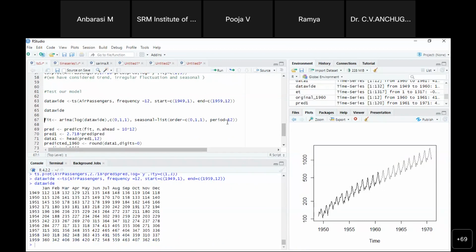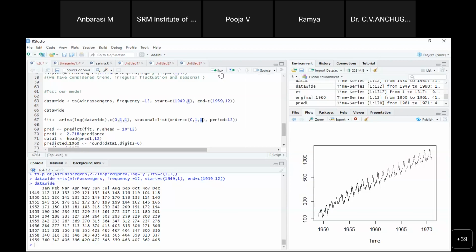So here, for the same period, we are not going to consider the autoregressive part. The difference is 1 and the Q value is 1, so only the moving average is going to be considered here.